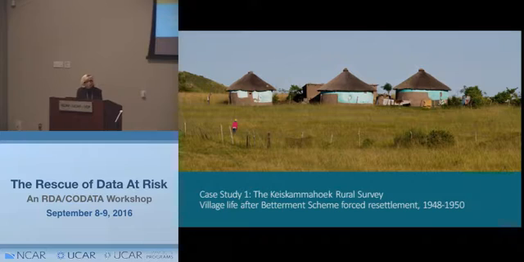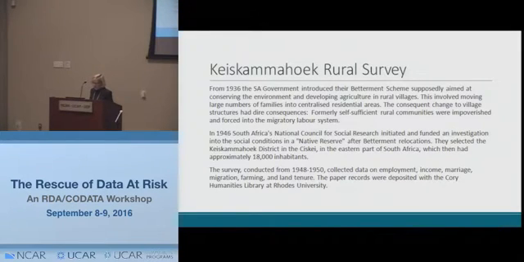So the first case study I'm going to talk about is the Kaiskammerhoek Rural Survey, which surveyed villages. There was a project to collect this data, and the betterment scheme I'll give you more details about. It's basically a forced resettlement planning project of the government. And this is a survey from 1940 to 1950. So it's quite an old historical survey. So betterment schemes, according to the government then, were designed to develop agriculture and to protect the land. So they moved people around in rural villages against their will. And this resulted in a lot of upheaval. And a lot of the formerly self-sufficient rural communities actually became migrant workers after that.